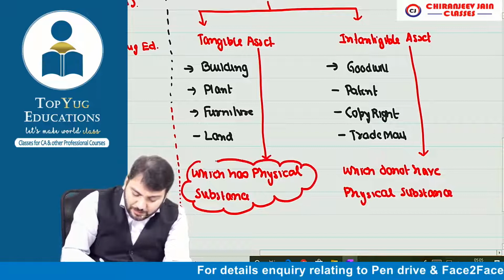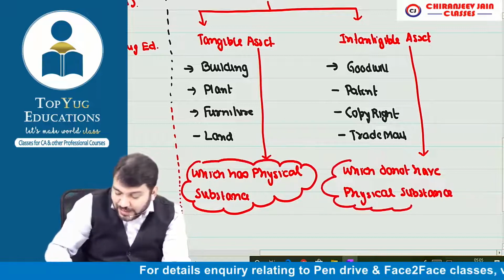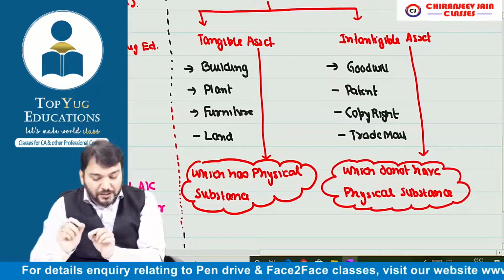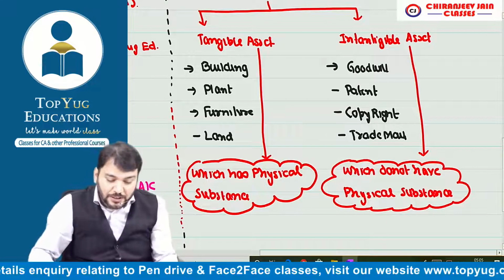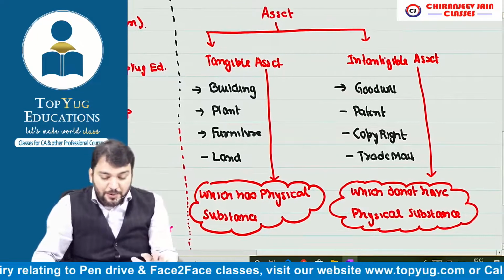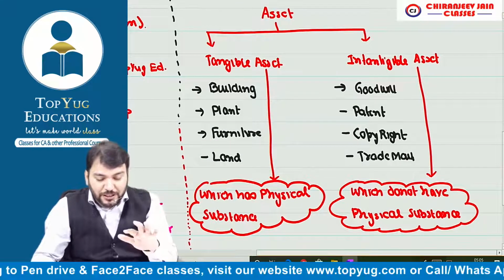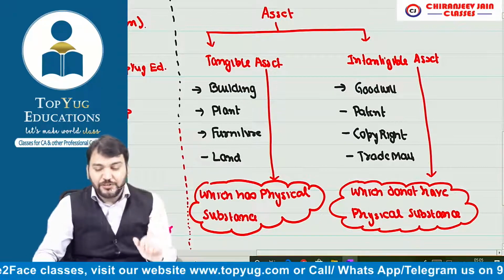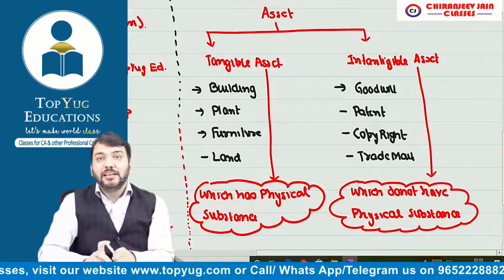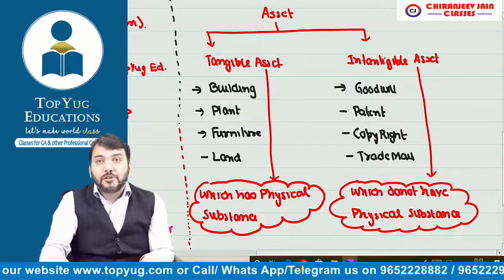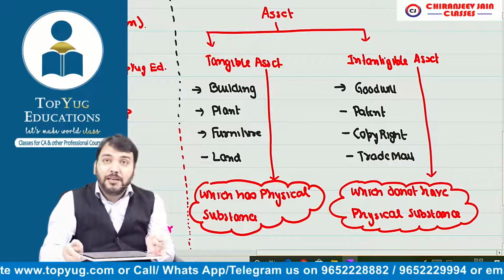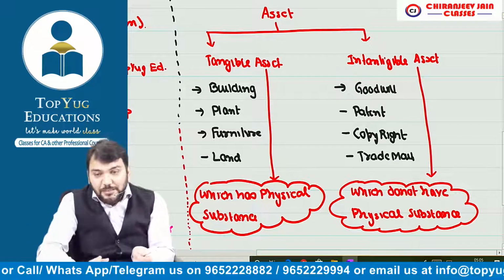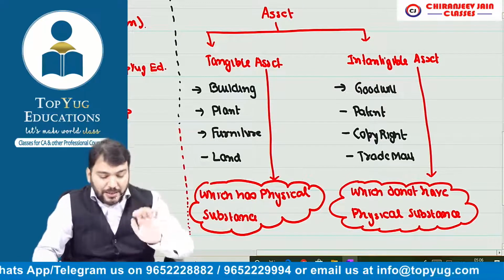Detailed discussion will be done later. I'm just giving you a very brief, very small definition. Correct? Understood? Everyone is saying correct: which do not have any physical substance. Substance means existence. You can say that. When I am saying laptop, you see this laptop? The laptop has physical substance, so this is my tangible asset. Correct? Understood?